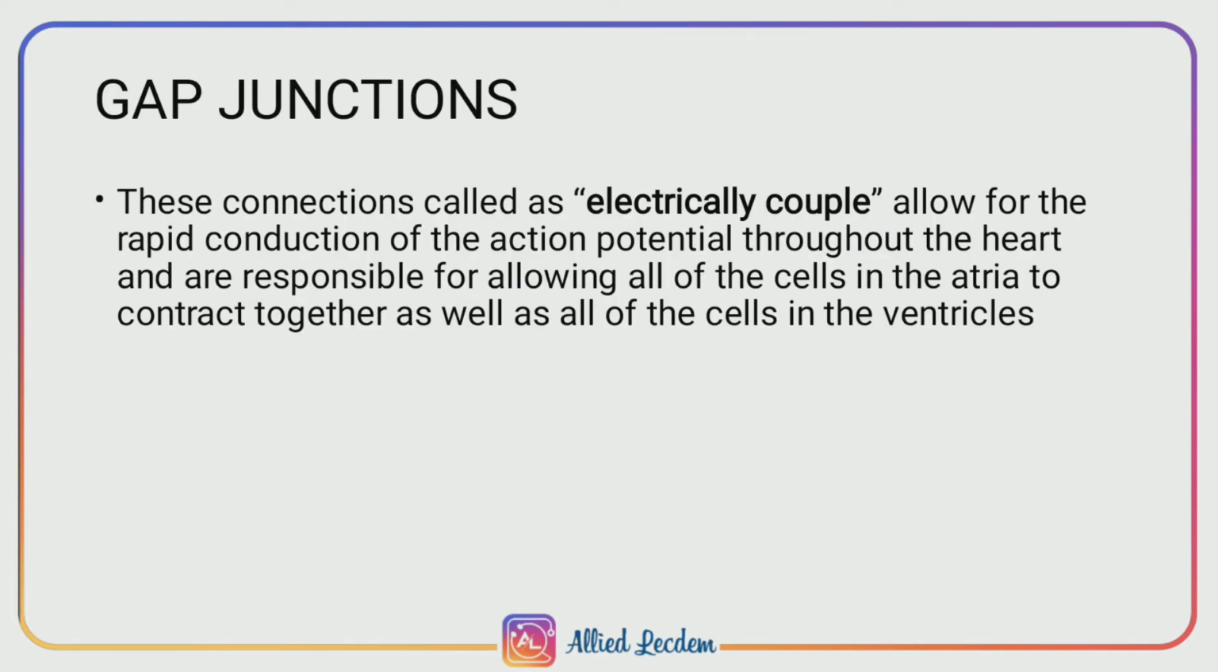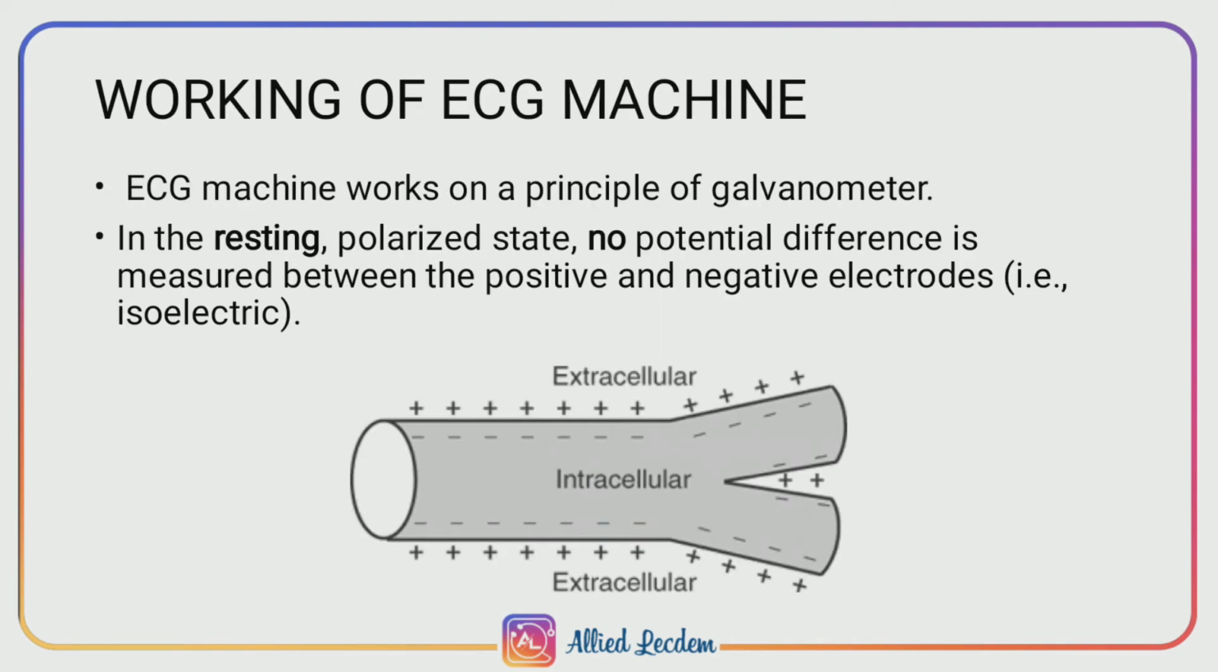Gap junction. Till now, we only discussed the action in one cell. Each cell has a gap junction by which it delivers or shares impulse. This is called electrically coupled. ECG machine. The ECG machine works on the principle of a galvanometer. Imagine the starting point of the tissue is connected to a negative pole and the other point is connected to the positive pole. When the cell is in polarized state, no potential difference is measured. So the cell remains neutral.